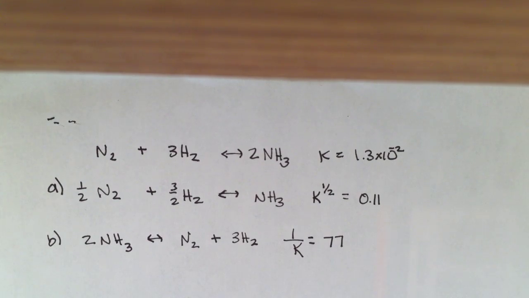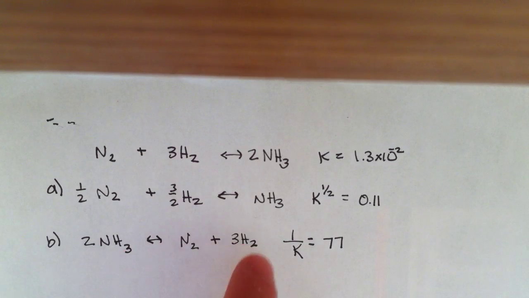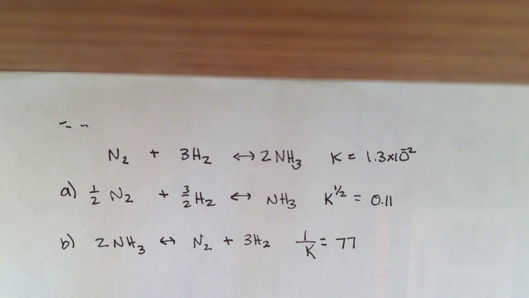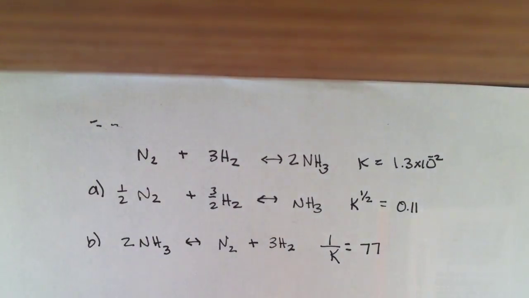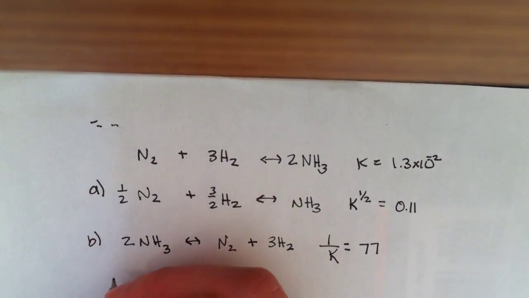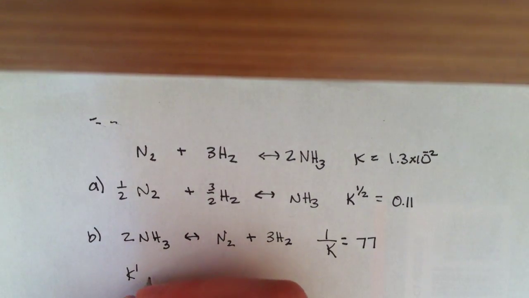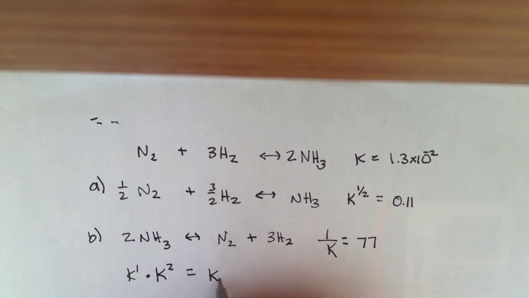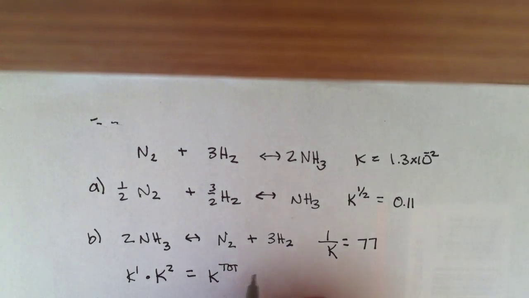There's a third transformation that could happen, and that is if we give you the K for two equations and somehow those two equations combine to make a new equation. And if that happens, you can multiply the two that combine. So whatever the K's are, you just do K1 times K2, and that's going to give you the K for the total reaction.